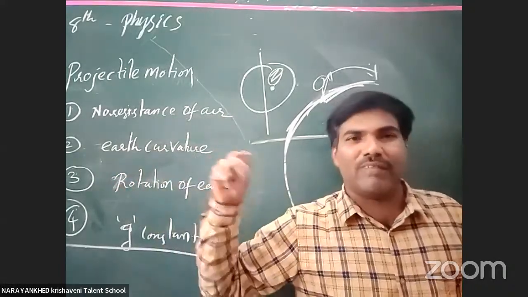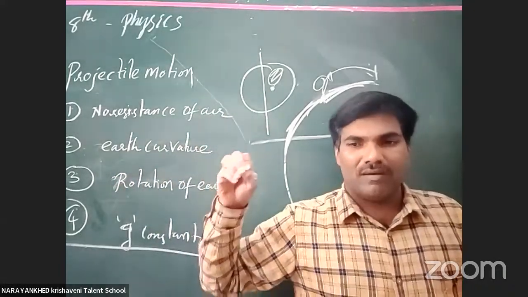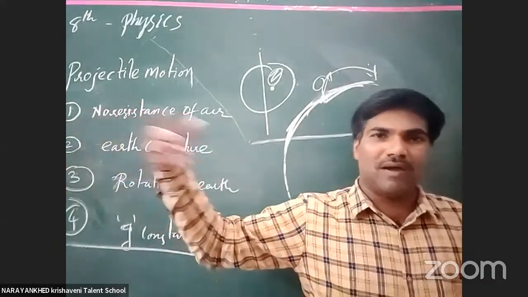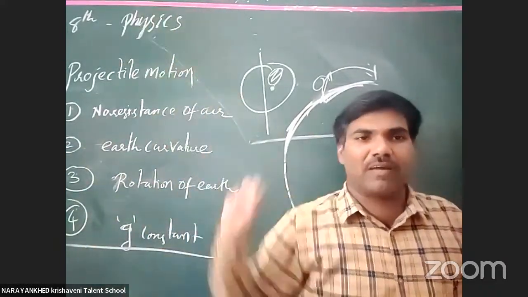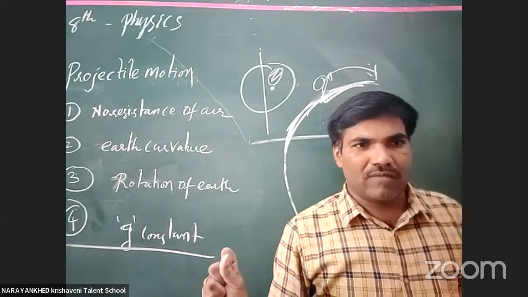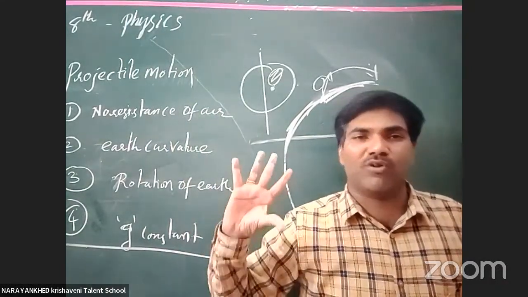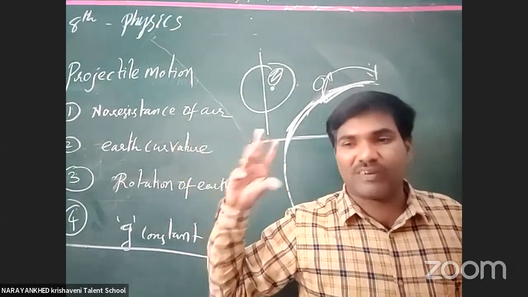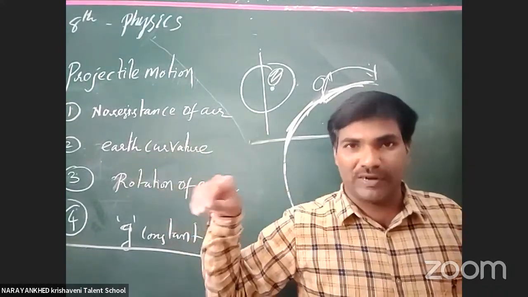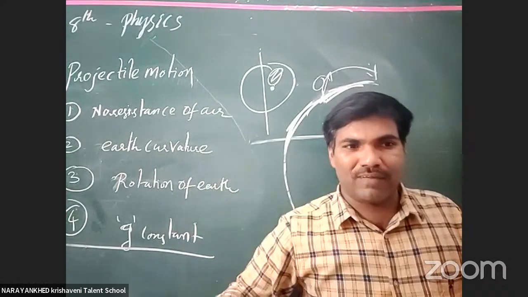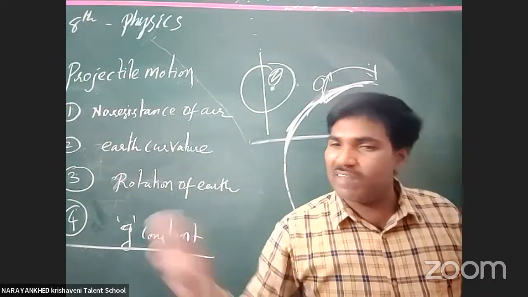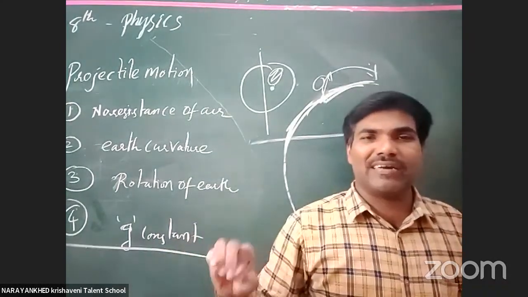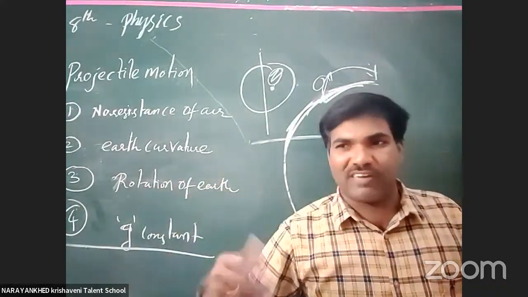g varies from place to place. At the equator one value of g is there, at a pole another value of g is there. Now, because of the effective mass of Earth, because Earth is not a perfect sphere, and because of mines somewhere in the Earth's crust, the g value is affected. g is not the same. Sometimes we take 10, sometimes we take 9.8 for our convenience.